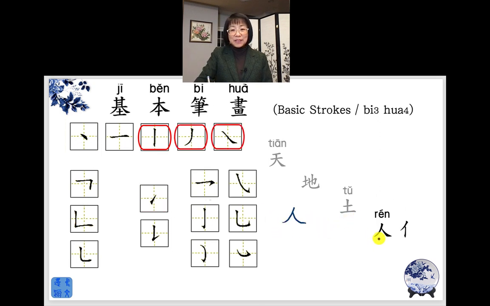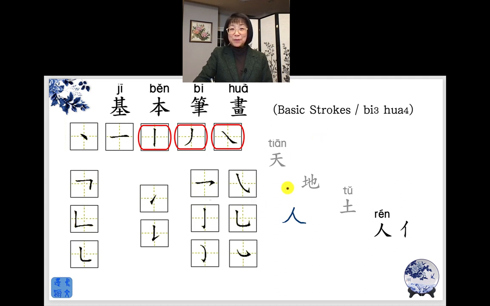The last one, ren. Ren starts with a pie, and then followed by a na. Two strokes. Ren starts with pie, and followed by a na.